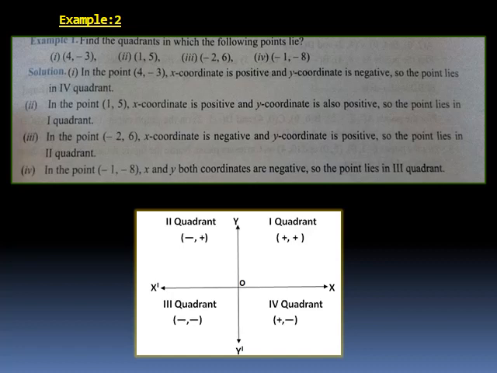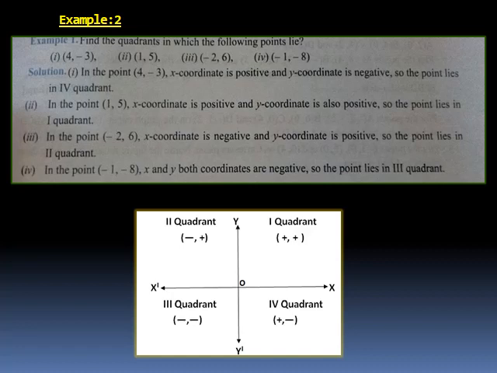In the second point, (1, 5), the x coordinate is positive and the y coordinate is also positive. The x coordinate and y coordinate are both positive in the first quadrant. Therefore, the given point (1, 5) lies in the first quadrant.